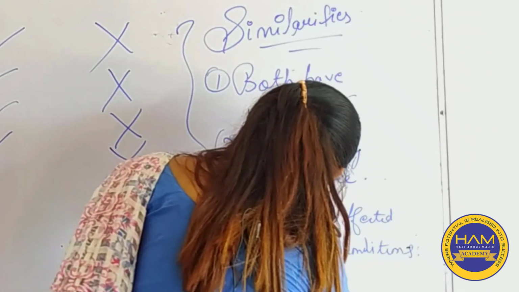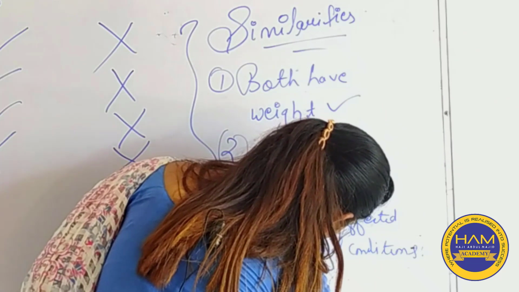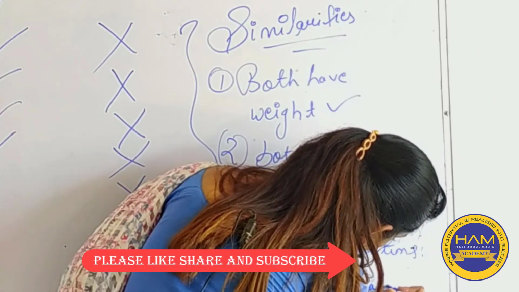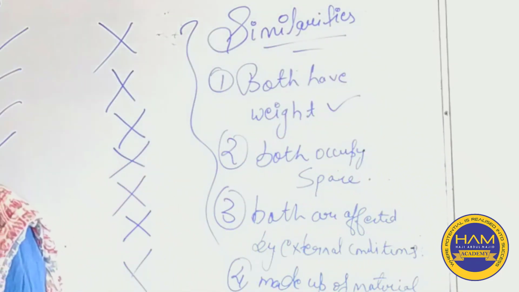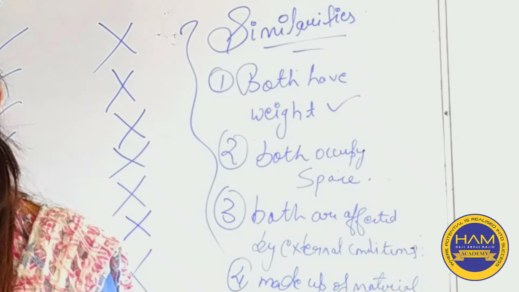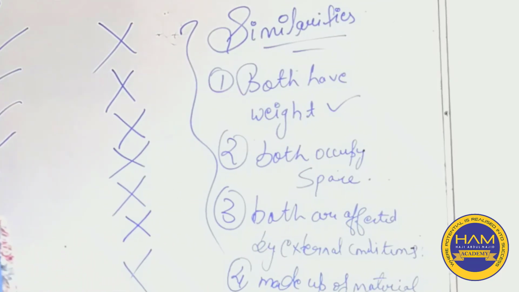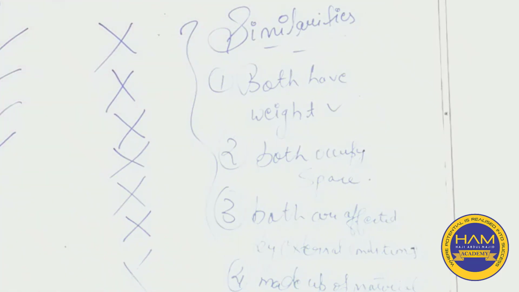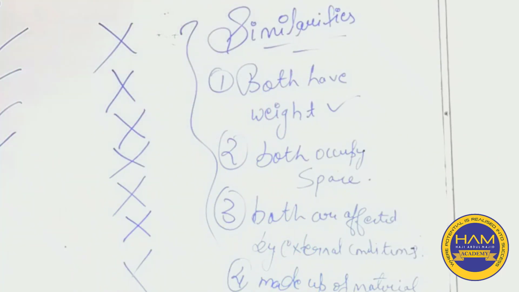Fourth, living things and non-living things are both made up of material. Living things, for example humans, are made up of bones, blood, etc., whereas non-living things, for example a table, are made up of wood. So both require some material. So here ends the similarities between living things and non-living things.